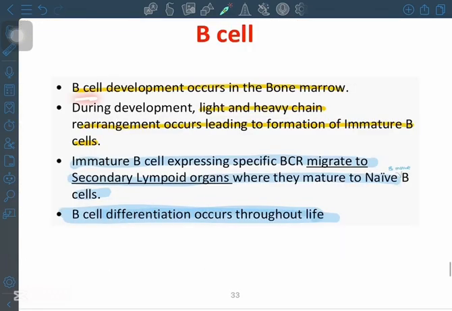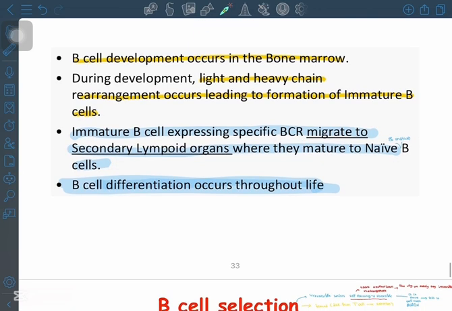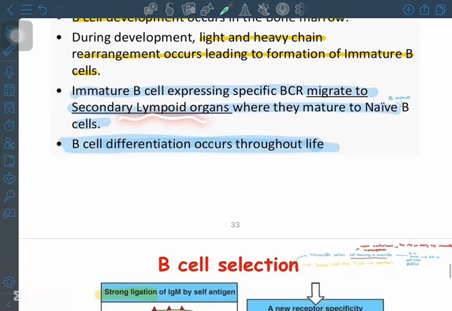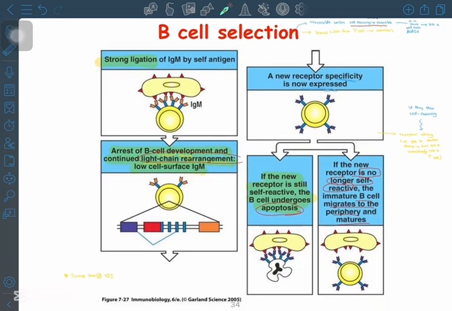B cell development occurs in the bone marrow. Light and heavy chain rearrangement occurs, leading to formation of immature B cells. These immature B cells express a specific BCR. They will migrate to secondary lymphoid organs where they mature to naive and mature B cells. B cell differentiation occurs throughout life. For this point, I want you to remember the table that I explained in the beginning, where I told you that in secondary lymphoid organs, it completes maturation.